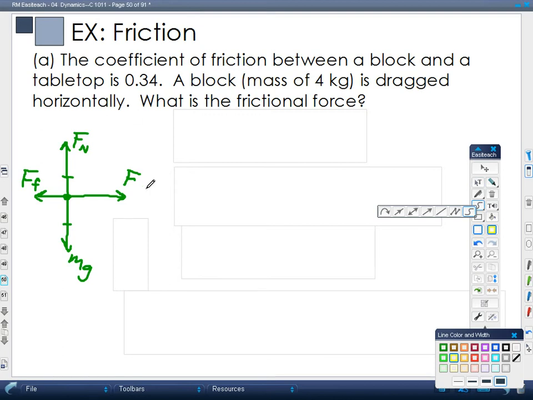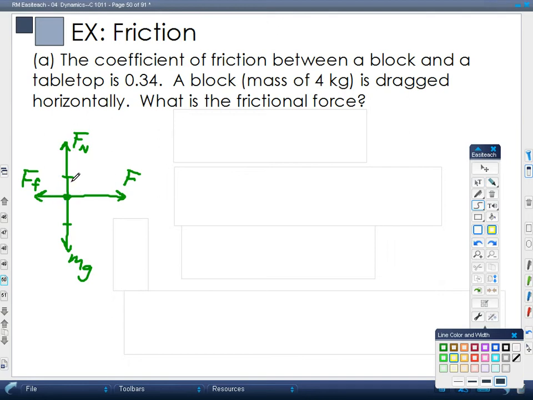And it says it's dragged horizontally. I don't know what this force is yet, so I just labeled it. I just drew a force in there. I don't know what it is or how much it is yet. But I know that in whatever direction this is going, let's say it's going to the right as a velocity, not necessarily an acceleration, or it could be an acceleration or a velocity. Well, let's say it's moving to the right. Then the friction must be going to the left.